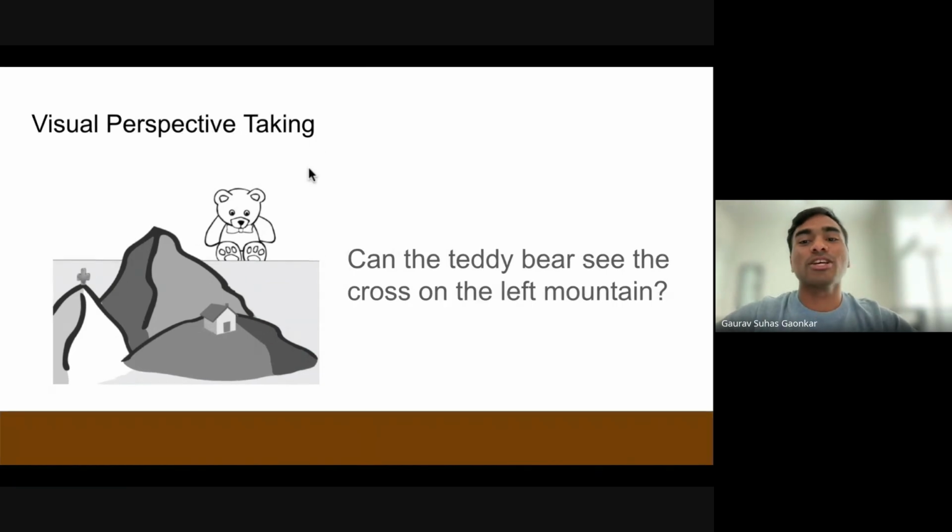Okay. So let's move back. Yes, you are right. The bear cannot see the left crosshair. Now, let's take it a bit further. Why do you think you were able to do this task? Feel free to answer by turning on your mics or answer it in the chat. I want you to think of hypotheses that you can derive about why you were able to tell that the bear cannot see the cross at the left mountain.